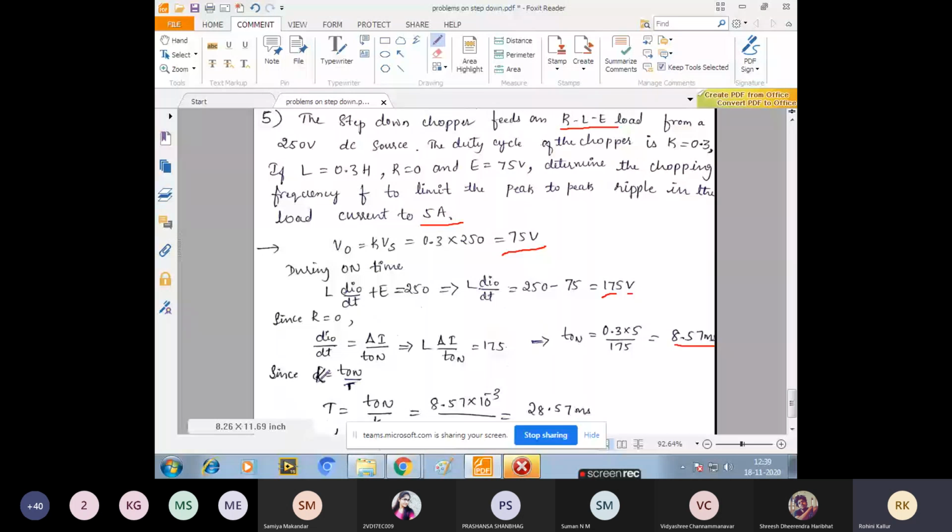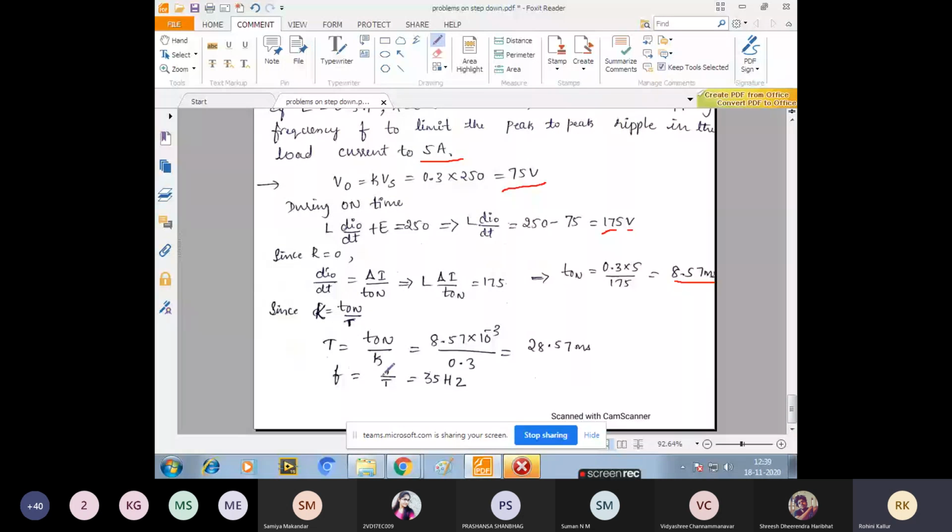And we know that K, that is duty cycle, is equal to T on divided by total time period T. Okay, so I know what is K and I know what is T on. So I'll calculate what is total time period T. So total time period T is equal to T on divided by K. So substitute the value 8.57 into 10 to the power of minus 3, that is milliseconds, divided by 0.3. So the value comes out to be equal to 28.57 milliseconds. This is the total time period T. I want F. F is equal to 1 over time period. So 1 divided by 28.57 milliseconds will be giving you 35 hertz.